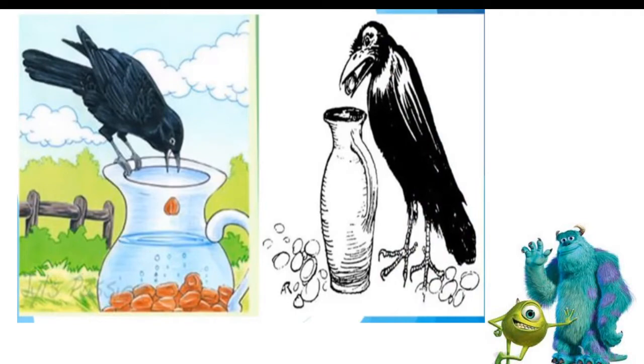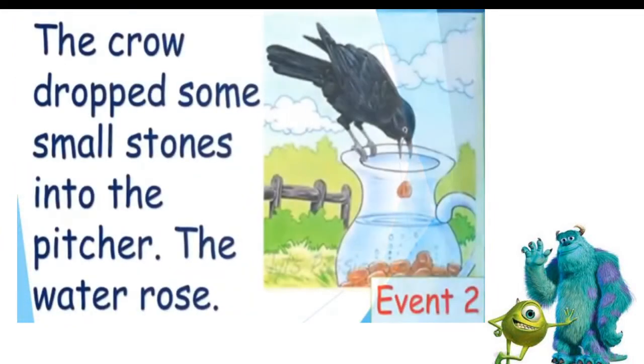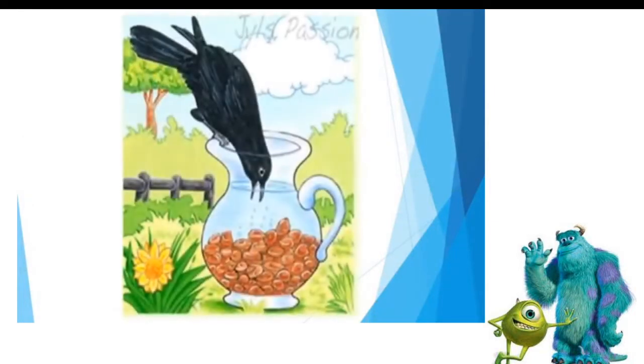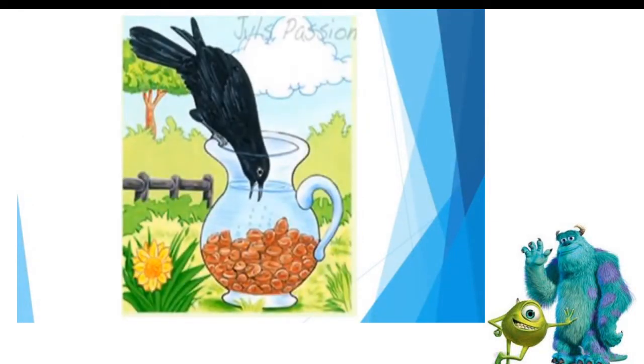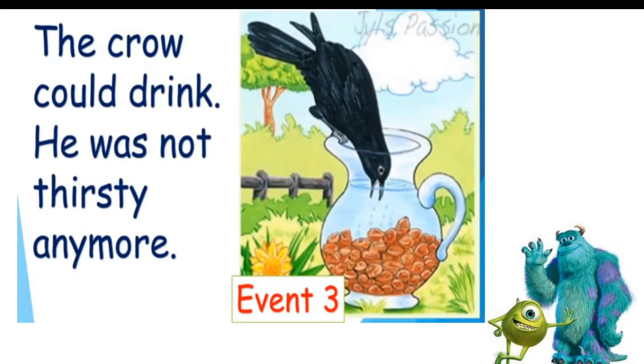So, what did the crow do? She dropped the pebbles, the stones inside the pitcher. And that is the event number 2. What did she do next? She put the small stones in the pitcher. And what happened last? The last, as she put the stones inside the pitcher, the water rose higher and higher, and the crow was able to drink the water. She was not thirsty anymore. That is the event number 3. The crow could drink now.